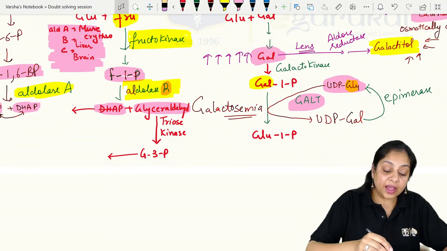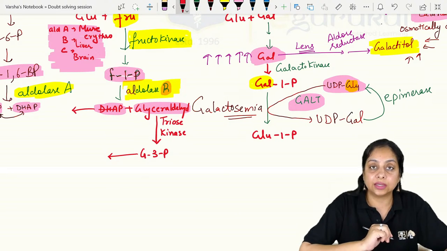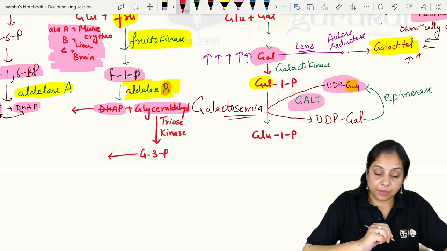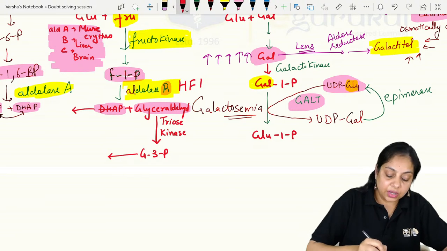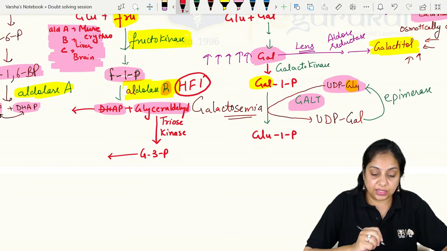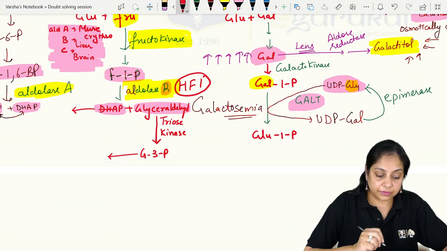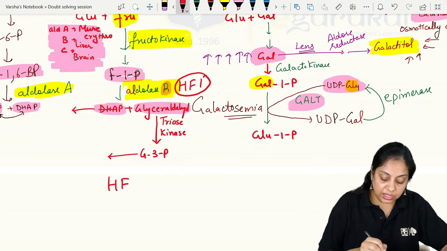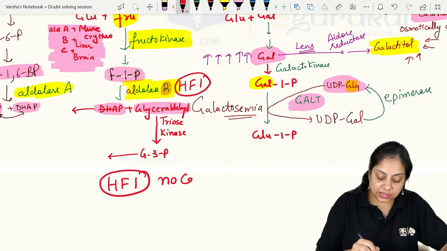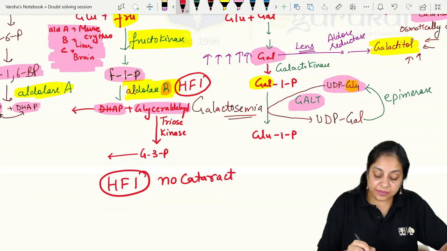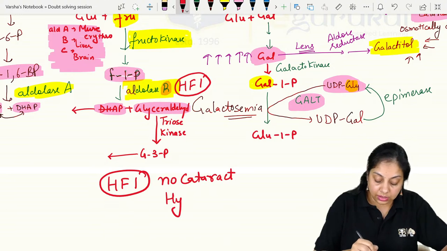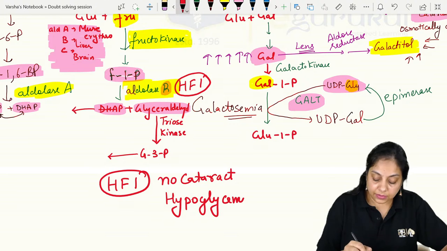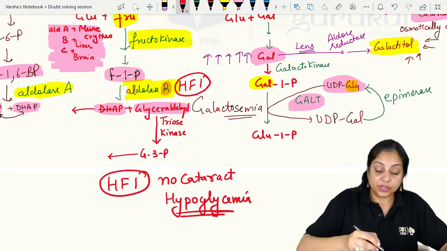Fructokinase, aldolase B. Fructokinase deficiency is going to cause what kind of disease? Aldolase B, yes Vishant, aldolase B deficiency is going to cause hereditary fructose intolerance. Very right. In hereditary fructose intolerance, there is no cataract. We have just seen. Sometimes they give you something like hyperglycemia or hypoglycemia. Remember, it will lead to hypoglycemia. Just know this, a very important key point.